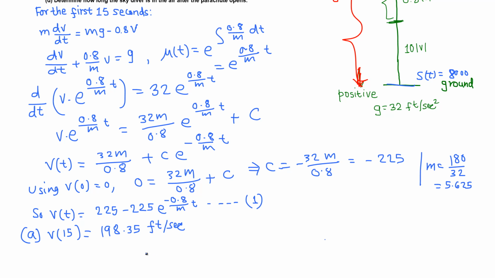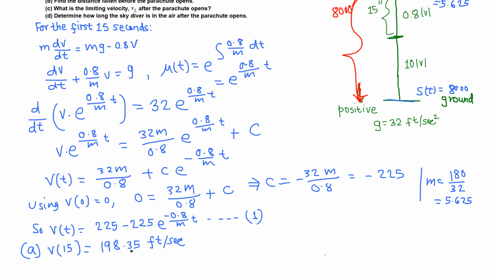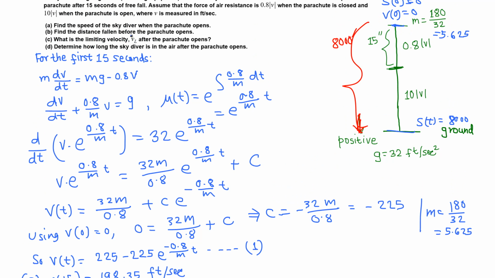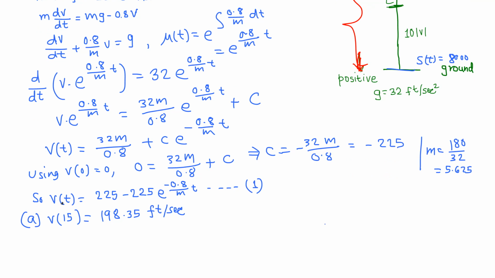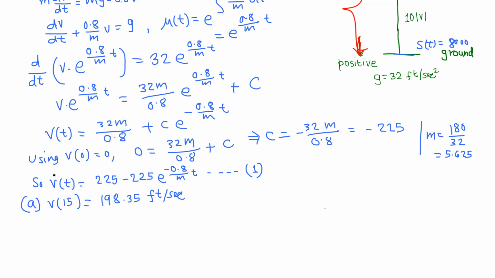Okay, for part B, now find the distance fallen before the parachute opens. So what is the distance fallen in the first 15 seconds? Equation 1 is the velocity, which is the rate of change of position or height. So integrate 1 with respect to time. When we integrate velocity, we get the position or the height.